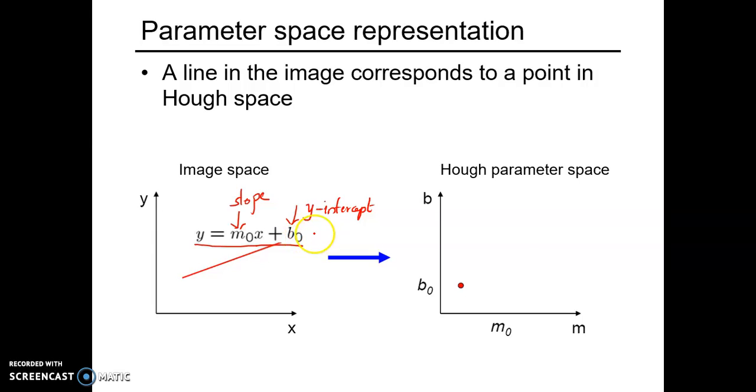In the Hough parameter space, we take m and b as the parameters, m along the x-axis and b along the y-axis. Corresponding to this particular m0, b0, you will get a particular point in the Hough space. Here b0 is a constant and m0 is a constant. If I take m0 along the x-axis and b0 along the y-axis, I get the point (m0, b0) in the parameter space. So corresponding to one line, I get a point in the parameter space.